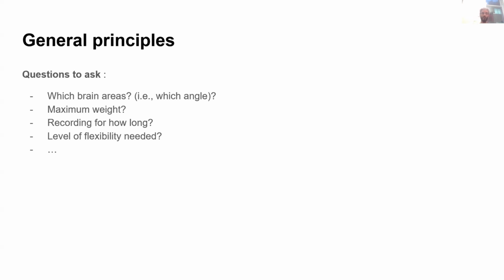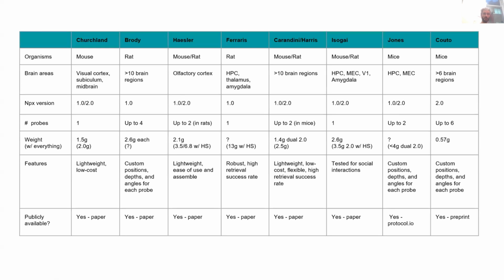How long do you want to record for? What's the level of flexibility you need? Do you want one probe, two probes? Do they have the same angle or not? And so on and so forth. So there's a variety of questions, and each of the different implants usually fits a specific set of answers to these questions. So I've put here a large table with the different implants that I know and different types of things that they've been tested in. So some of them have been tested in mice or rat or both.